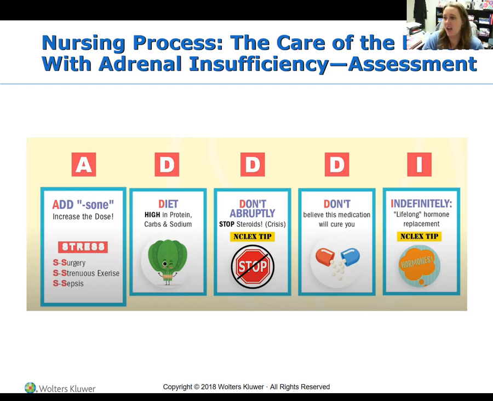They want a diet high in carbs and sodium and in protein. The cortisol helps convert this into energy. And we never want to abruptly stop steroids in any patient because it can lead to Addisonian crisis, right?